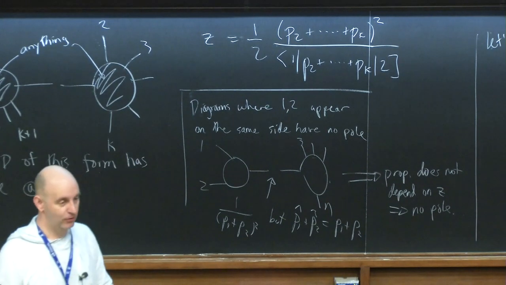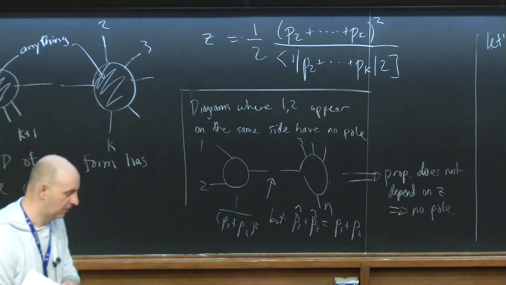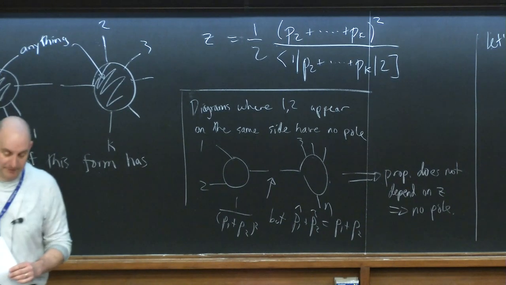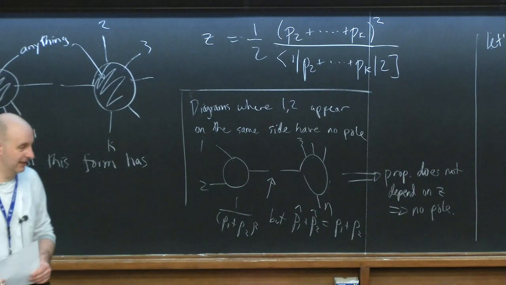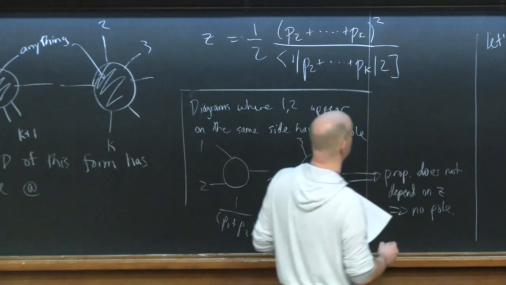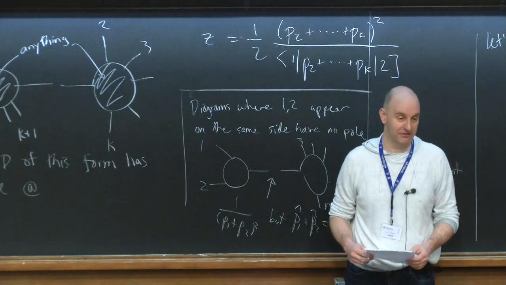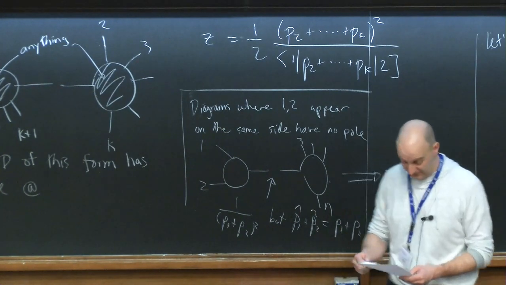Loop diagrams open a whole new can of worms because in addition to poles, you have branch cuts. So the discussion gets much more complicated there, and people have looked at one loop successfully, but beyond that, these methods aren't really applied directly to loop amplitudes. There is a more sophisticated version of a recursion relation for integrands of loop amplitudes.